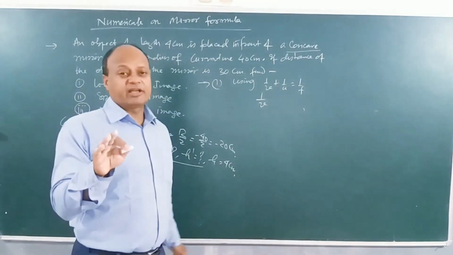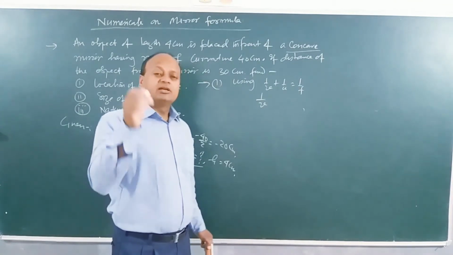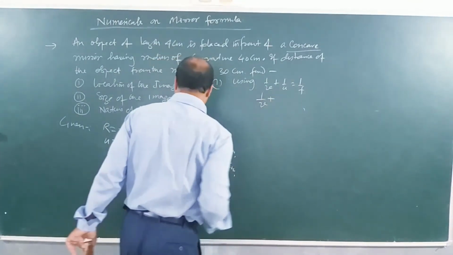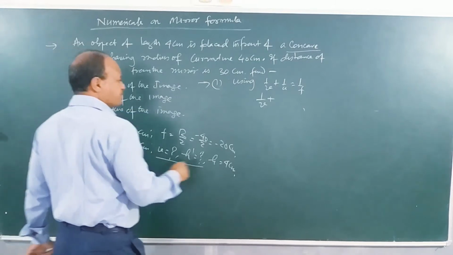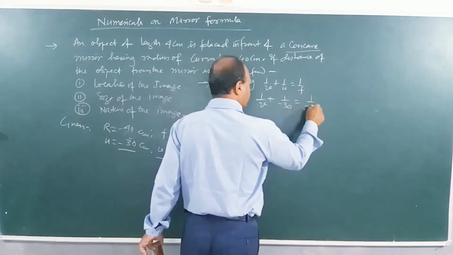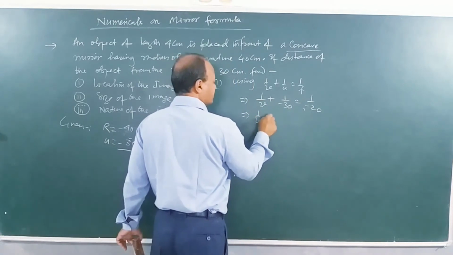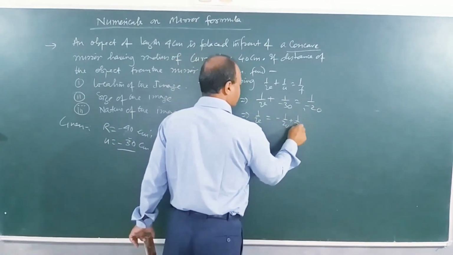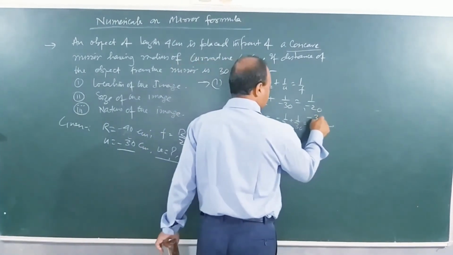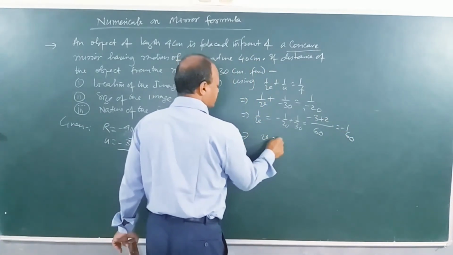And I'll tell you a trick. If you have to find out V or U, whatever you have to find out, don't put any sign convention for the quantity that you want to find out. So 1 by v plus 1 by u, u is minus 30, f is minus 20. I'm solving for V, so I take this term on the right hand side. So 1 by V is equal to minus 1 by 20 plus 1 by 30. Take LCM, LCM is 60. Minus 3 plus 2, minus 1 by 60. So V will be minus 60 centimeter.